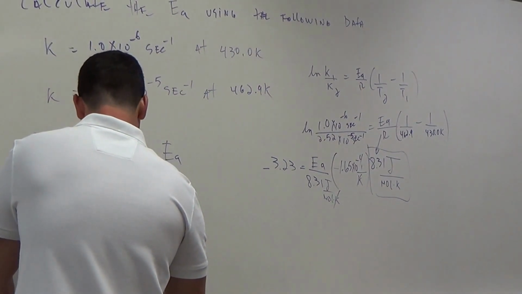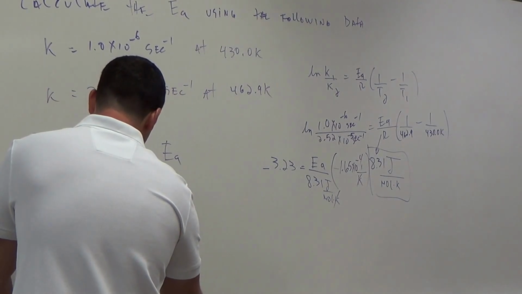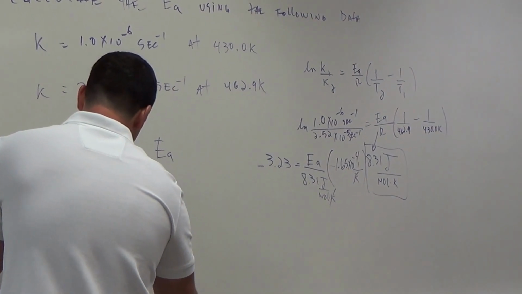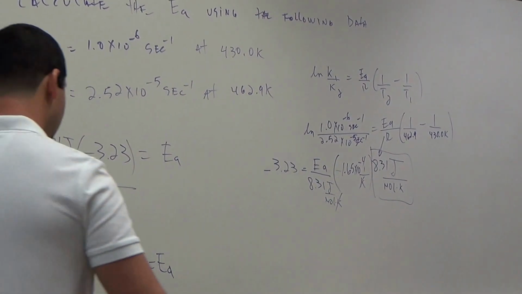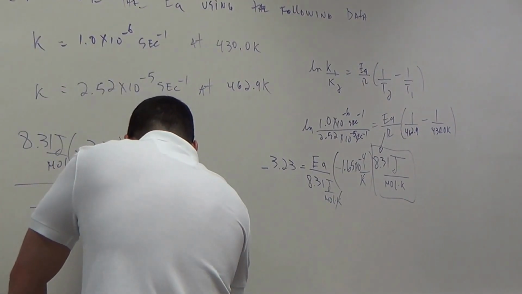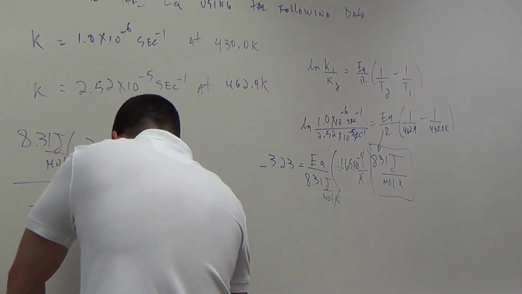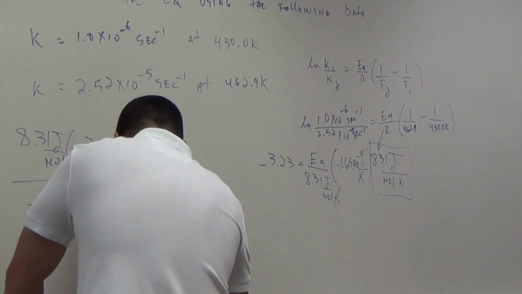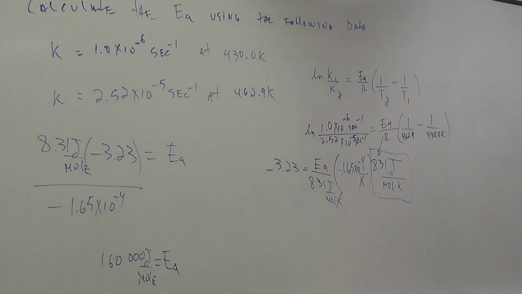160,123 joules per mole, yes? We want the energy of activation in kilojoules. So the energy of activation is 160 kilojoules per mole. That's what we did before, yes? We did it graphically, and this is using how many points? 2 points only, or 2 temperatures and their 2 Ks.